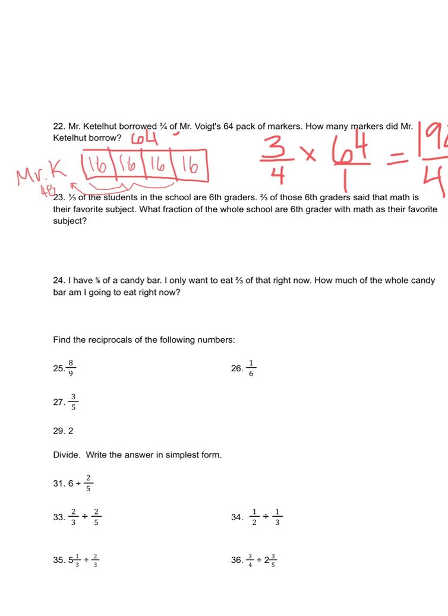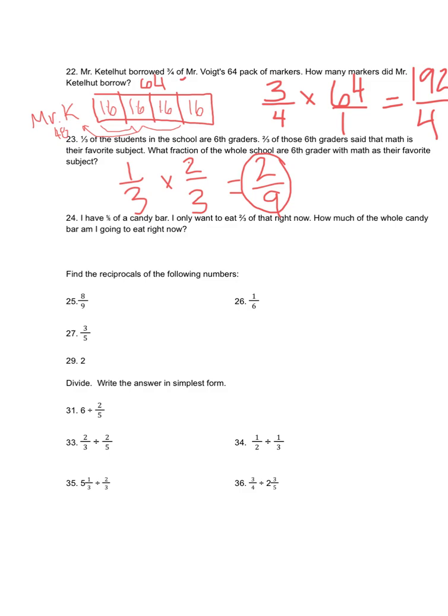So to start, we have 1/3 of the students in the school are 6th graders. And then next number, we've got 2/3 of those 6th graders said that math is their favorite subject. So we're going to need to multiply this by 2/3. Multiply across, we're going to end up getting 2 over 9. So of the whole entire school, 2/9 of the school are 6th graders with math as their favorite subject.